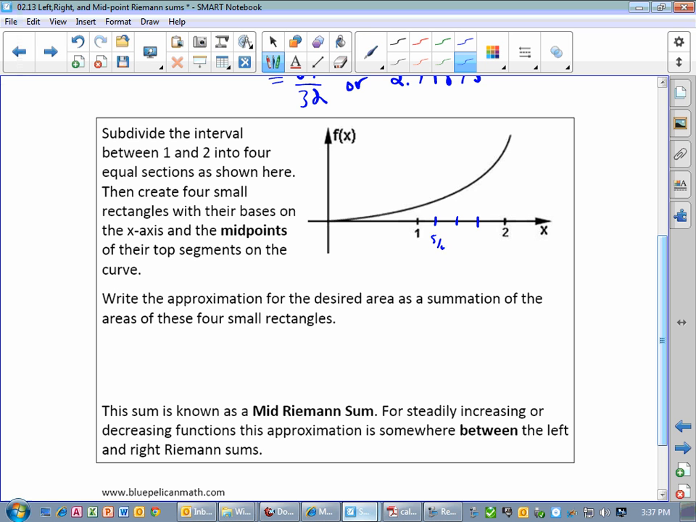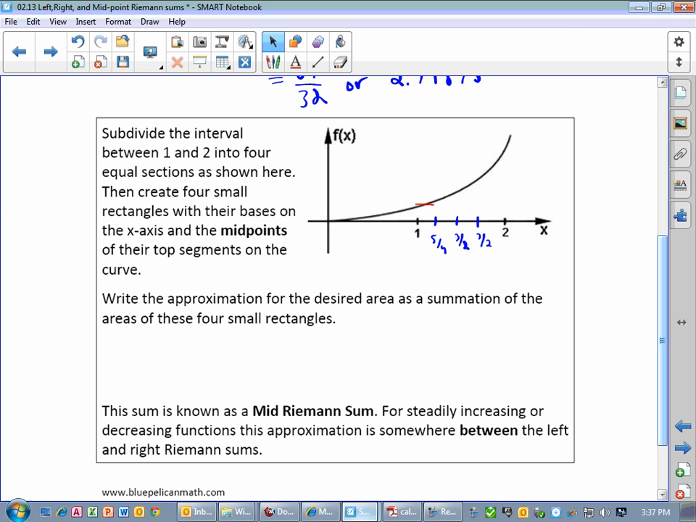We got 5/4, 3/2, and 7/4. And it says this time, create 4 rectangles with their bases on the x-axis and the midpoints of their top segments on the curve. So each rectangle has a top segment, right? Our goal here is that the midpoint of that is on the curve.